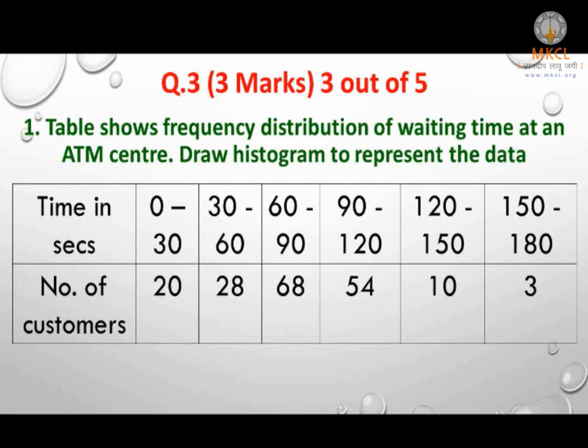You will have to write what you have shown on the x axis. In this case, it will be time in seconds. On the y-axis, you will have to write number of customers, with an arrow which points upwards. Once you have done that, try and give a heading for this histogram. In this case, you could write: a histogram showing time taken by customers at an ATM center. Now, your histogram is complete and you deserve all 3 marks.